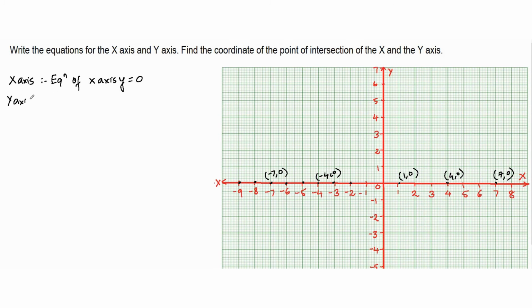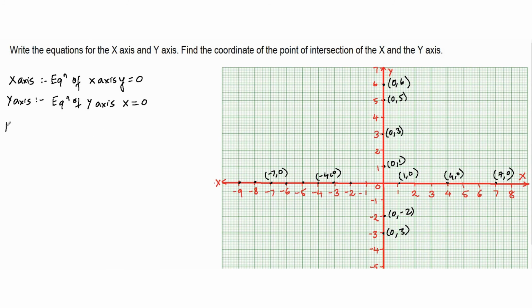Similarly, I want to find the equation of the y-axis. So every point on the y-axis has its x coordinate 0. So these points are (0, 1), this is (0, 3), this is (0, 5), this is (0, 6), this is (0, -2), and this is (0, -3). So you will notice that all the x coordinates are 0, and that is why the equation of the y-axis is x equals 0.